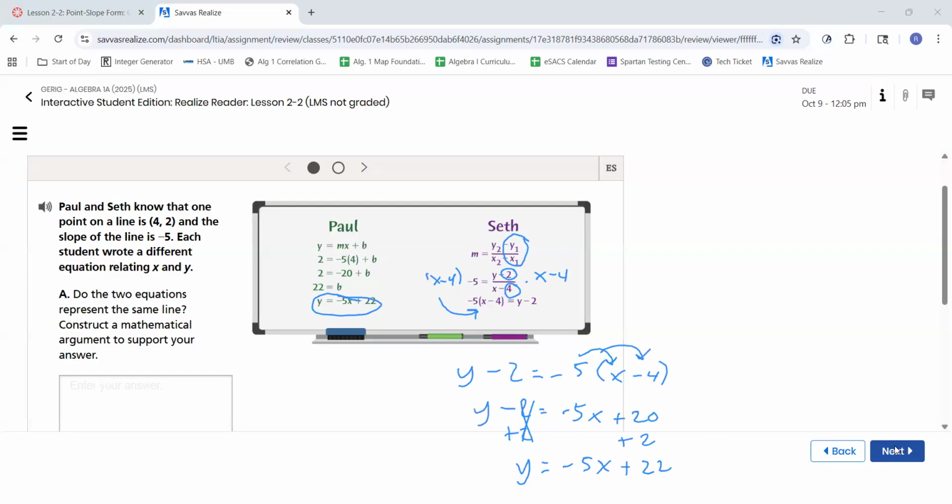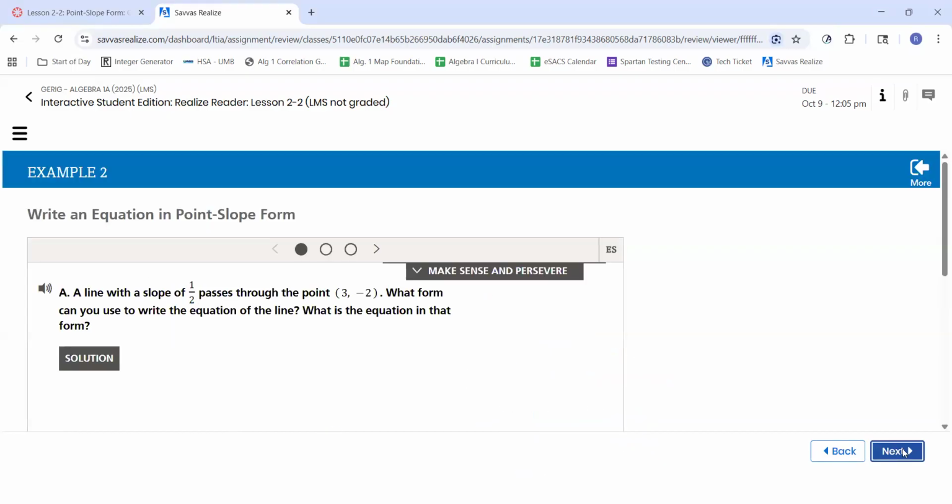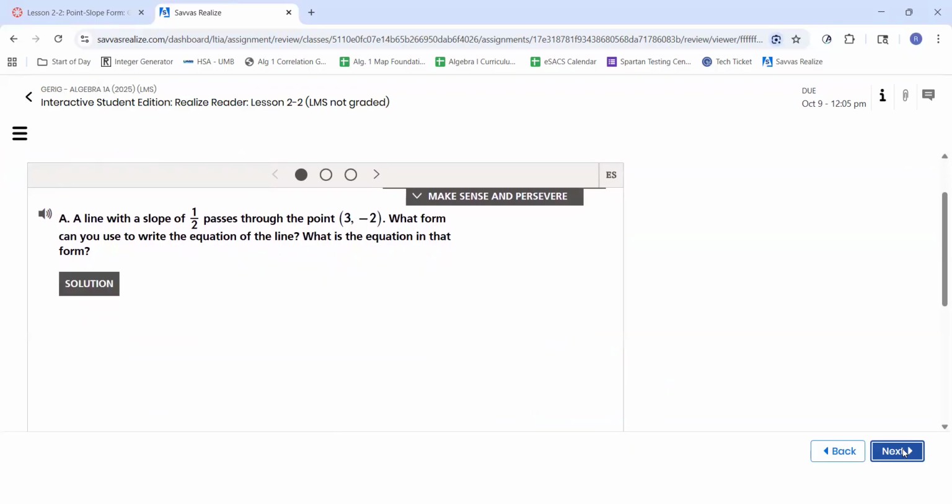Okay, so let's move on. We're going to move on to specific examples. A line with a slope of 1/2 passes through the point (3, -2). What form can you use to write the equation of a line? Well, I've got the slope and I've got a point. I'm going to use point slope. What that is, it's y minus y1 equals m times (x minus x1).